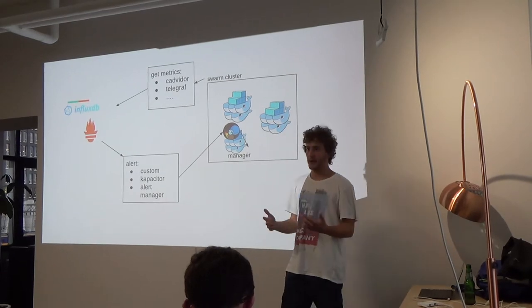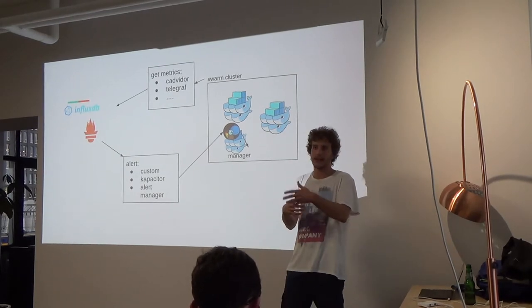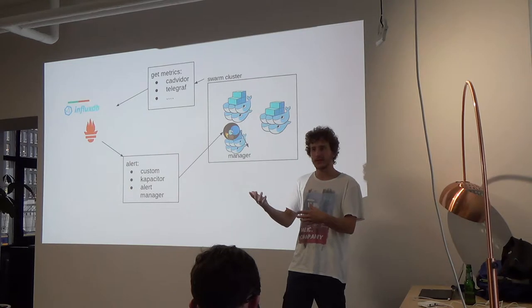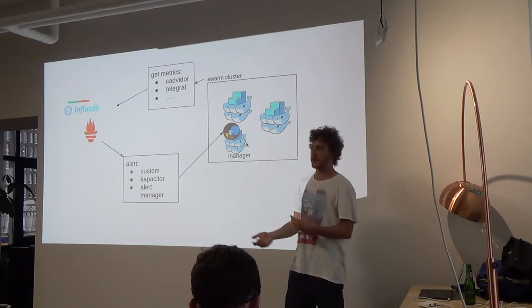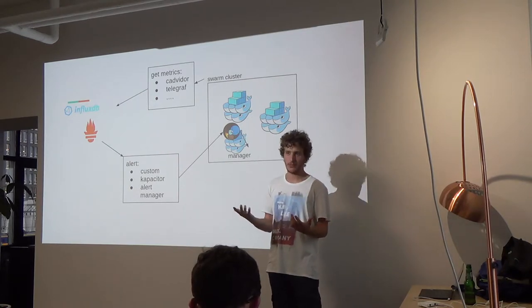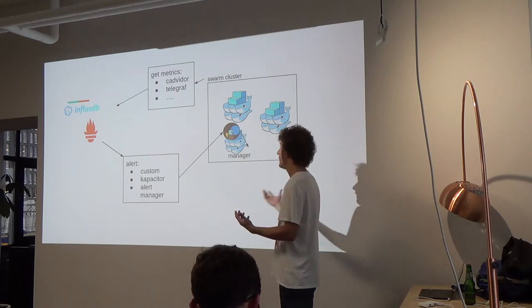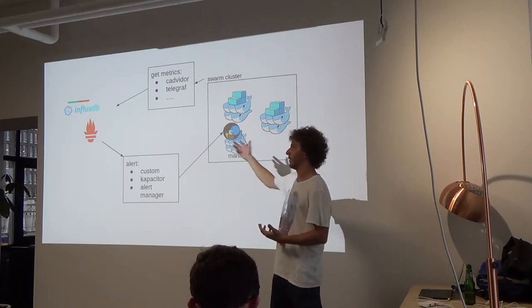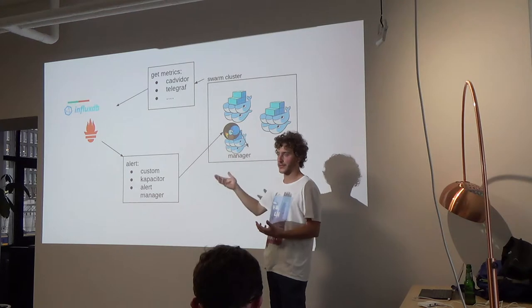You can do that manually. You can call Docker Swarm and ask it to replicate and add 2 tasks, but it's something that you can also do in automation, and that's what I mean with auto-scaling. You cannot auto-scale without metrics.